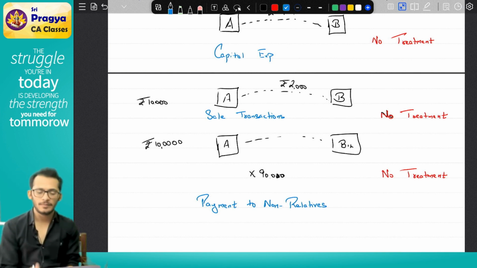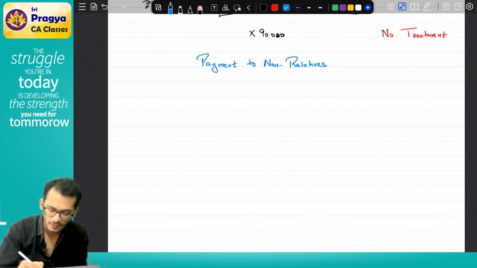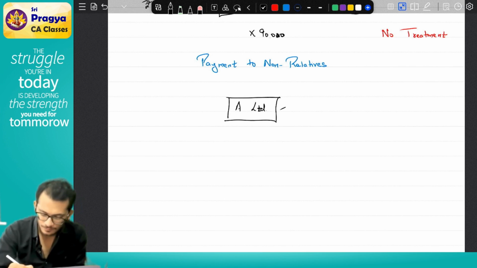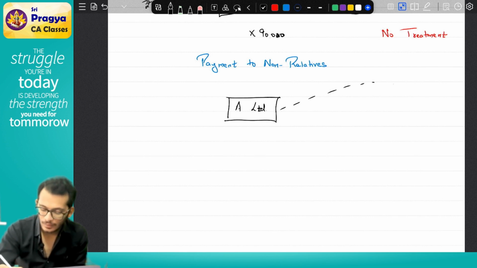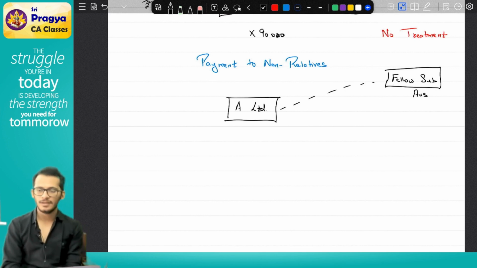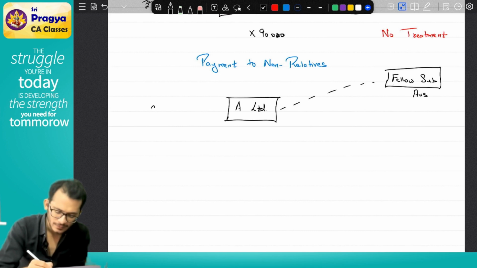Yes. The last thing to keep in mind, Rahul: if you are a person called A Limited, what are you? You are a company. You have a fellow subsidiary in Australia. You entered into a transaction with this fellow subsidiary where you should have paid only 10,000, but you ended up paying 50,000.